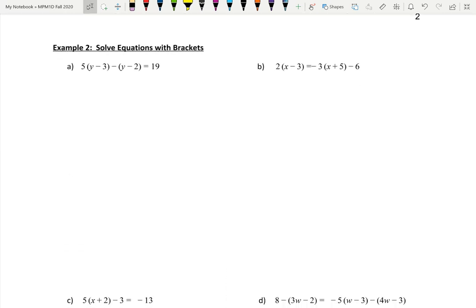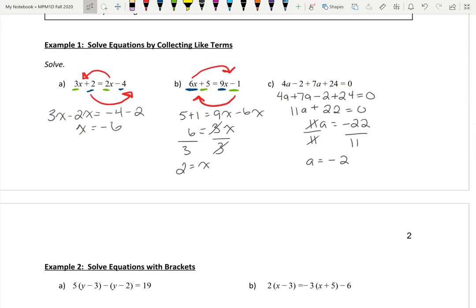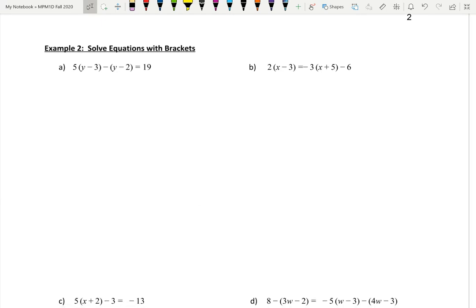All right, sometimes your equations will have brackets. So before we can collect like terms and simplify like we did up here, we need to use the distributive property to expand out of the brackets. Okay, so we learned how to do this in unit 1.